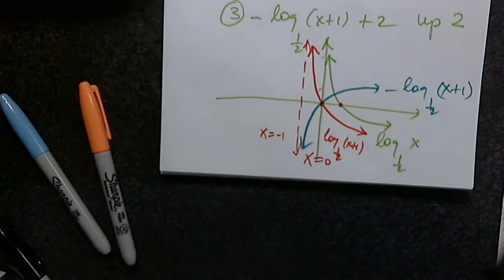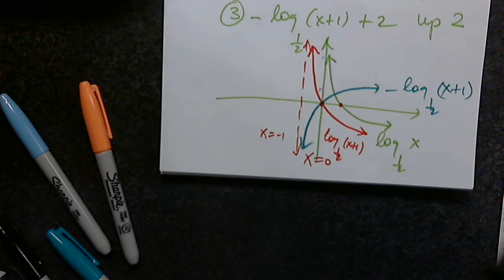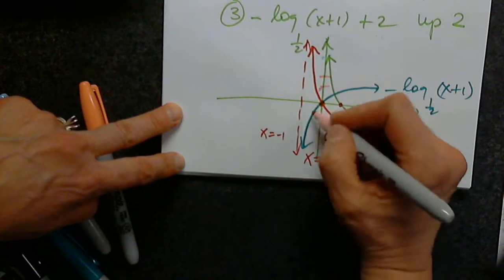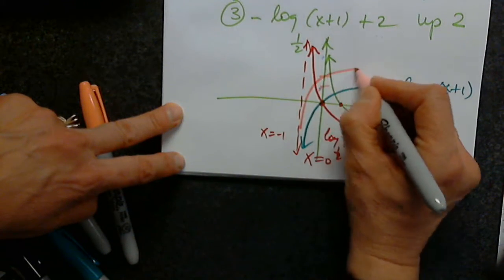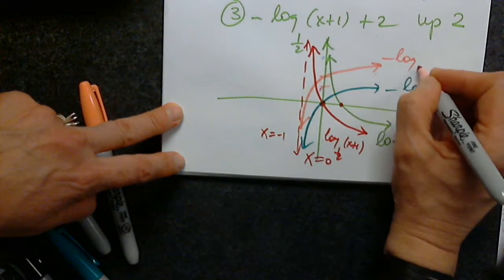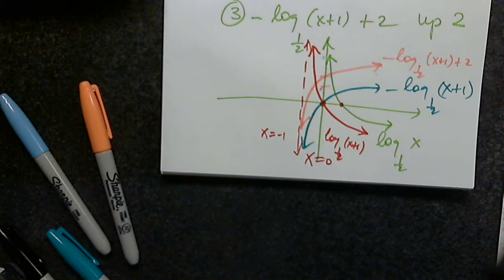Then you told me to do what? So where does this marker go now? Very good. So this is negative log base 1/2 of x plus 1, plus 2. Awesome. Any questions?